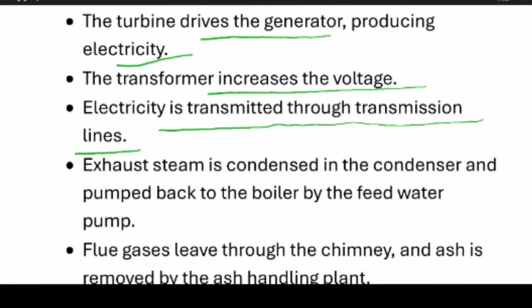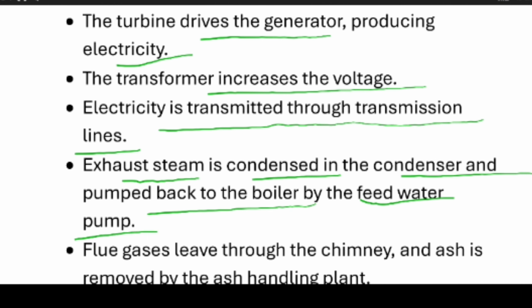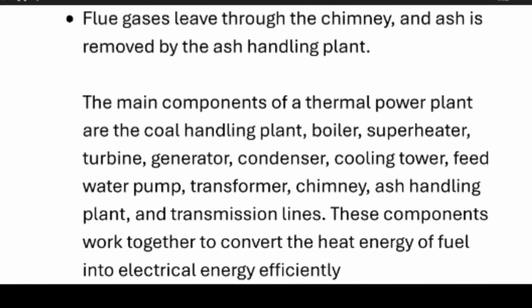Later, the exhausted steam is condensed in the condenser and pumped back to the boiler by the feed water pump. Again the process is repeated. Next, flue gases leave through the chimney and ashes are removed by the ash handling plant. These are the main components that play a role in producing electricity efficiently in a thermal power plant.